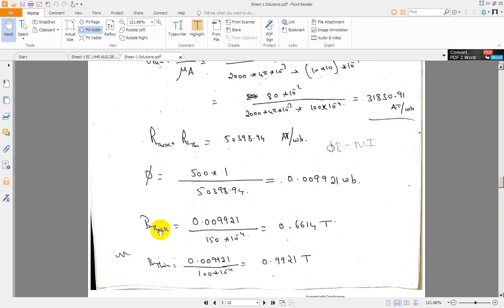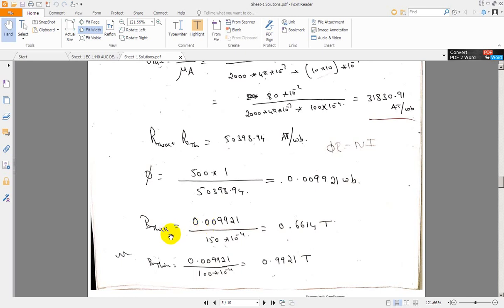Coming to the second part, we need to calculate the flux density. Flux density on both sides. Flux density is changing as the cross sectional area is changing. Flux density will also change. Flux per unit area. Flux circulating in both thin and thick side is same. What is changing? Cross sectional area is changing. When cross sectional area is changing, flux density will also change.